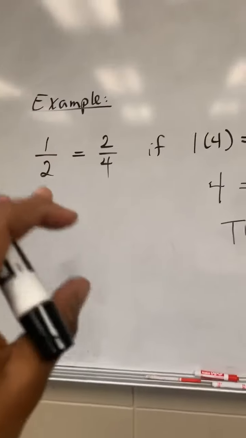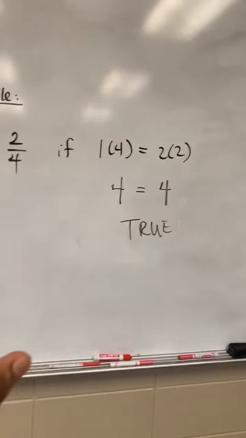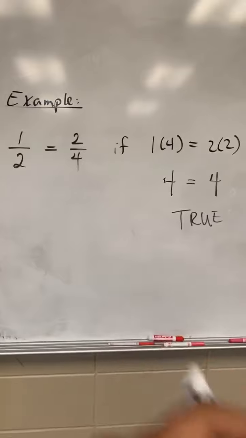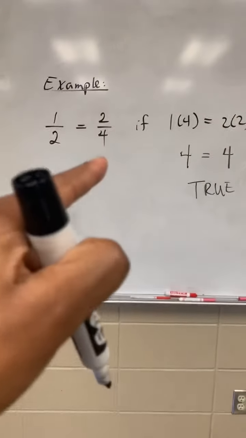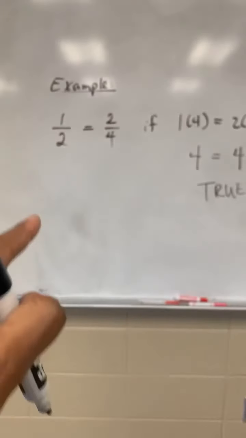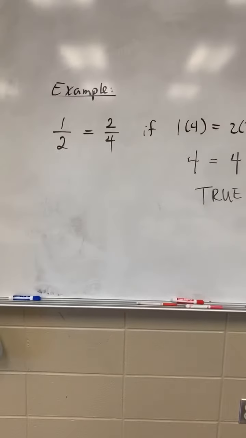This is that same rule that I gave you using all letters now being replaced with numbers. All right. So if I multiply those two and get 4, and I multiply those two and get 4, that means these two are equal to each other.